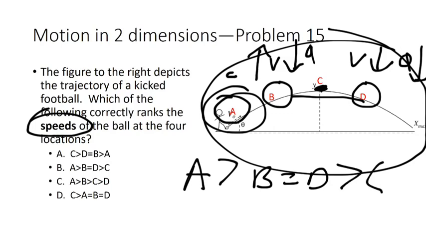At point C, the ball only has a horizontal component. The vertical component is 0 at that particular point in time. So the correct answer on problem 15 is B: A greater than B, which is equal to D, which are all greater than C.